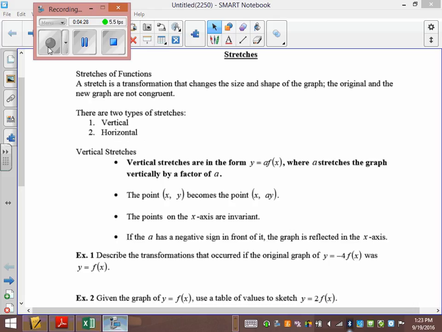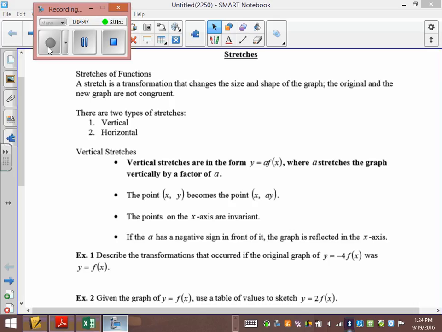Stretches of a function. A stretch is a transformation that changes the size and the shape of the graph. The original and the new graph are not congruent. There are 2 types of stretches: vertical and horizontal. Last year you dealt with vertical, but you didn't deal with horizontal, and you dealt with them on such a small scale as compared to what we do now.